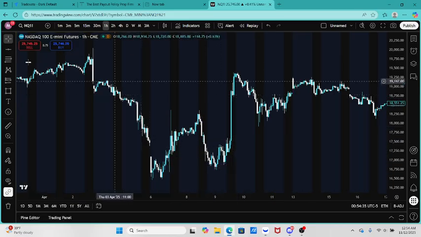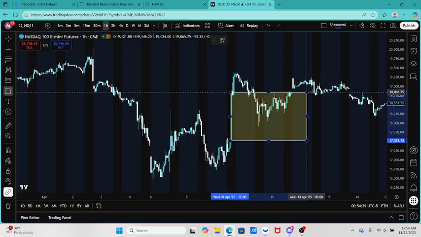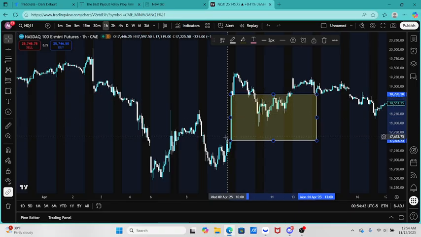Like, look at this. Now imagine you're trying to enter on this fair value gap, but look how huge that gap is. That's 17.5 all the way up to 18.8. That's a 1,000 point move. Now if you try to enter on this fair value gap, you're going to get destroyed, because where are you going to enter on this huge gap?